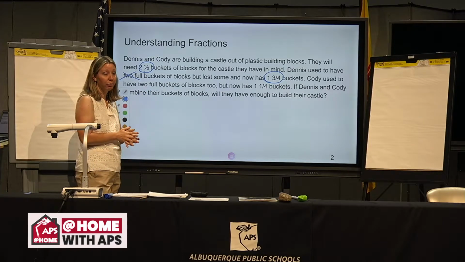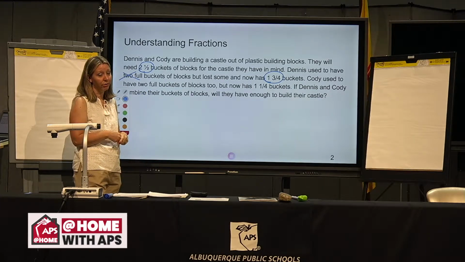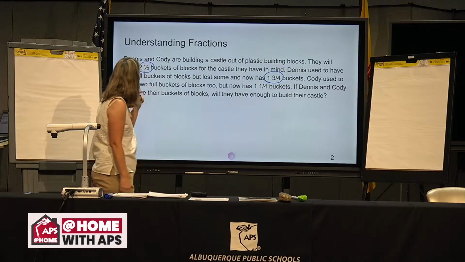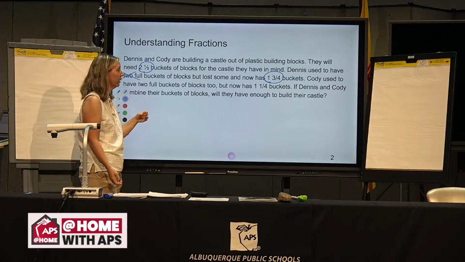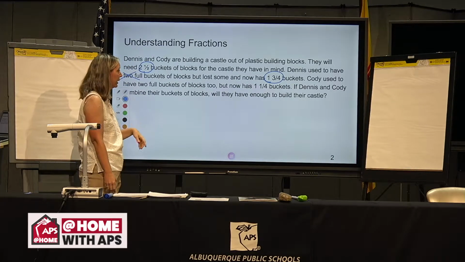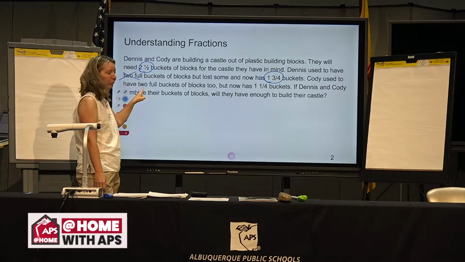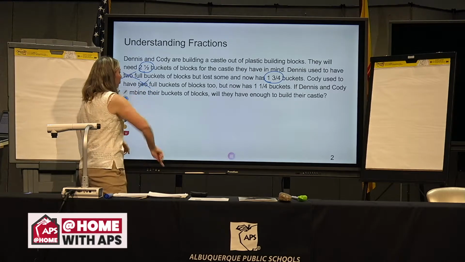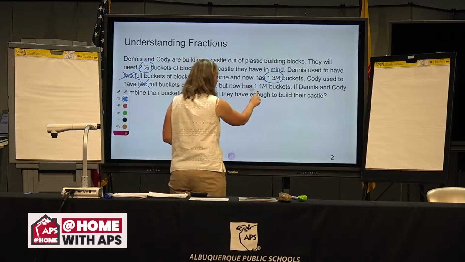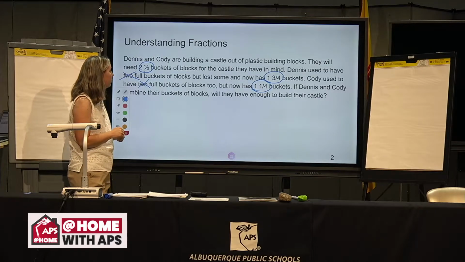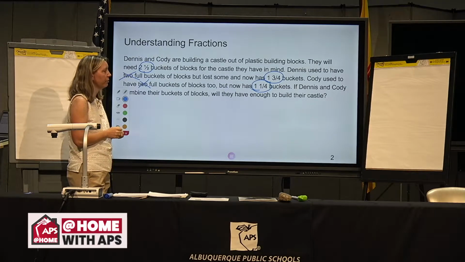You notice problem writers do that all the time to us. They're not very nice. Cody used to have 2 full buckets of blocks too, but now he has 1 1/4 buckets. So going back to this 2 full buckets, do we need that? Nope. They're just trying to confuse us. We do need the 1 1/4 buckets. If Dennis and Cody combine their buckets of blocks, will they have enough to build their castle?